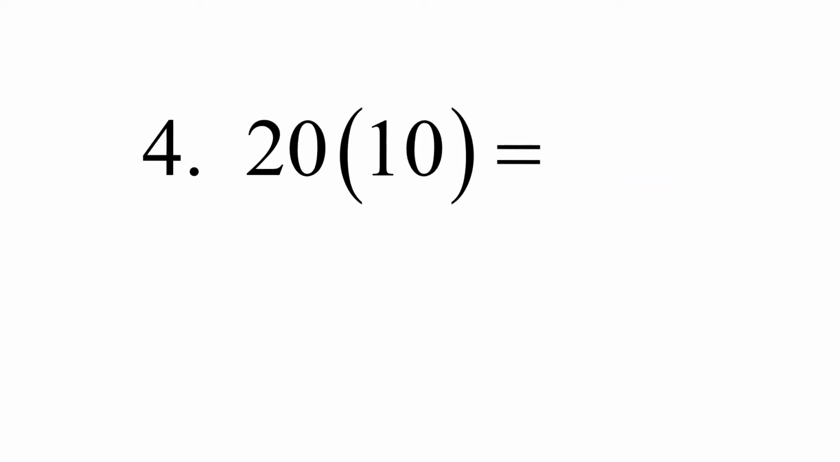20 times 10, that's the next one. There's nothing in between, so that means I have to multiply. 20 is positive. 10 is positive. They have an invisible plus. Let me just put that so you can see it. Positive, positive. So when the numbers have the same sign, the answer is positive. Positive times a positive, same sign is positive. 10 times 20 is 200.